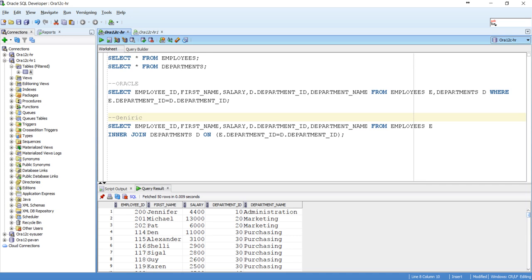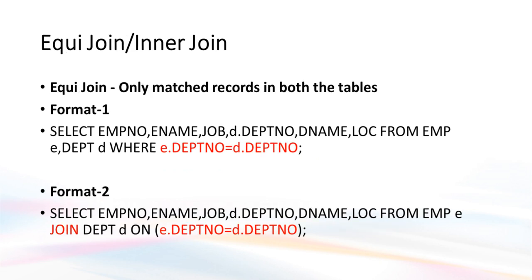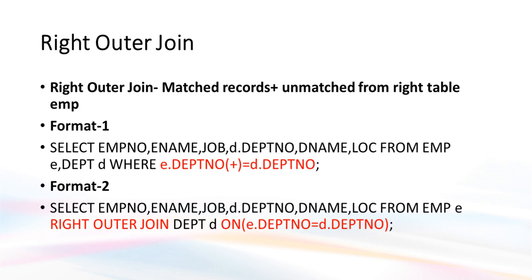So this is basically the right outer join. What we discussed so far is the equi join or inner join. This is an example I have told you just now. Similarly, we can also write a right outer join. The right outer join format will be like this. The first format is the Oracle format. Select employee number, ename, job, d dot department number, dname, location from emp e, comma, department table d, aliases, where condition. So this is right outer join, right? We need to use this operator. Within the brackets, we need to use plus.